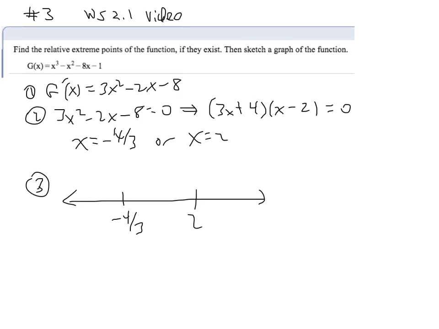So the third thing we did was draw a number line where we put negative 4/3 and 2 on the number line, and we make ourselves little bins. I think I even drew dots there. These are the critical values, meaning they're the important ones to pay attention to.